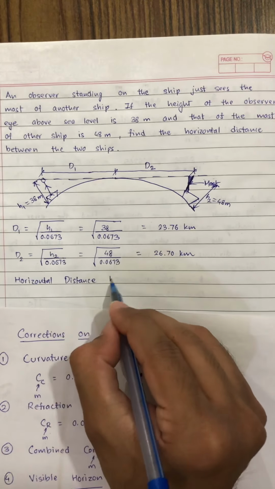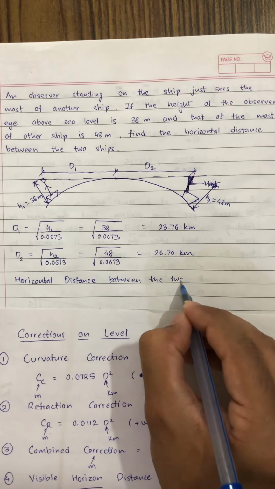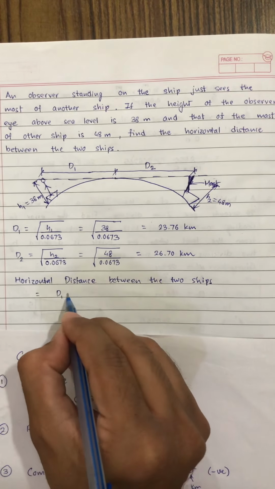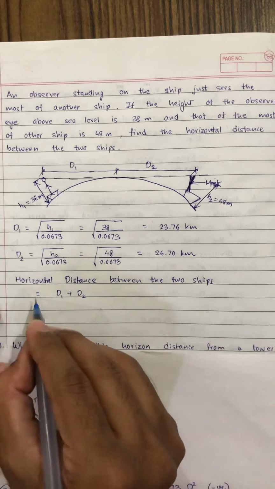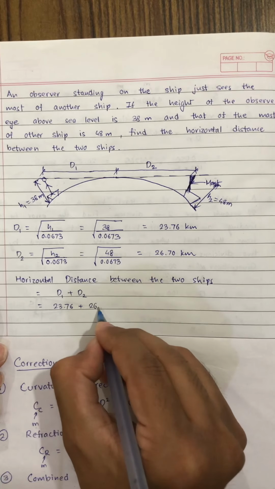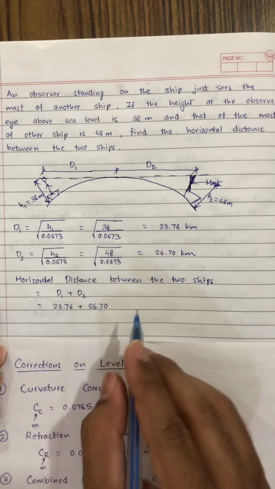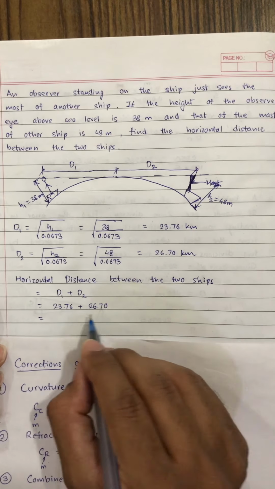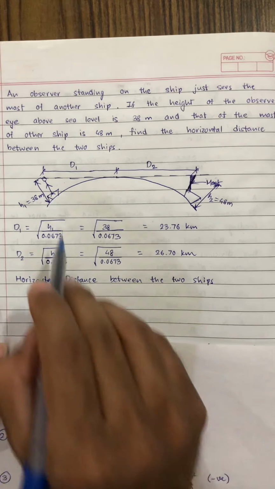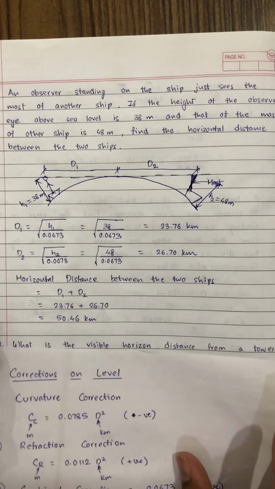Now as we have got d1 and d2, the total horizontal distance between the two ships is equal to d1 plus d2, that is 23.76 plus 26.70. d1 is 23.76 and d2 is 26.70. This value comes out to 50.46 kilometer. So the horizontal distance between the two ships is equal to 50.46 kilometers.